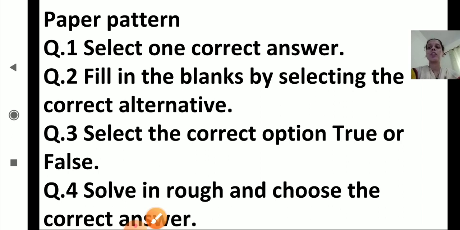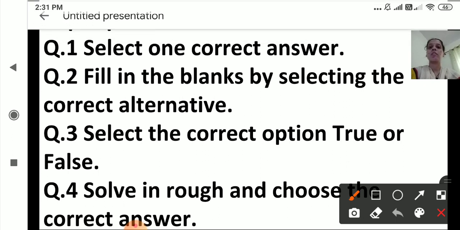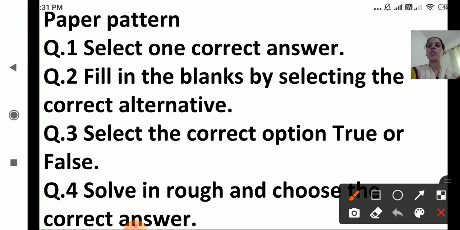You will get the options and you will select the correct option. Question number 2 is fill in the blanks by selecting the correct alternative. Question number 3, select the correct option true or false. Question number 4 is solve in rough and choose the correct answer.